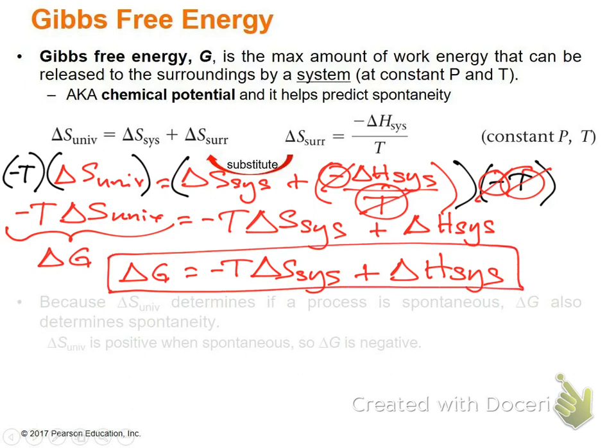As you can see here, delta G, the change in Gibbs free energy, is dependent upon three variables. One is temperature, the second one is delta S of the system, and the third one is the change in enthalpy for the system. Again, delta S universe greater than 0, being positive, means you have a spontaneous process.